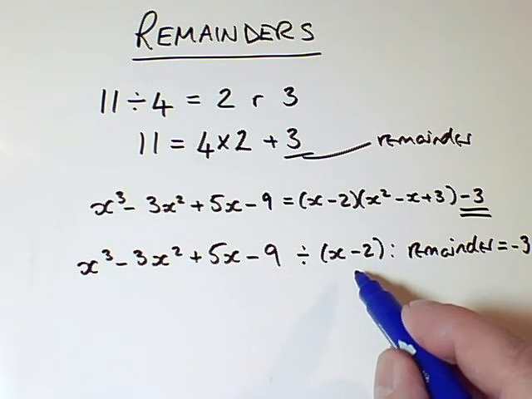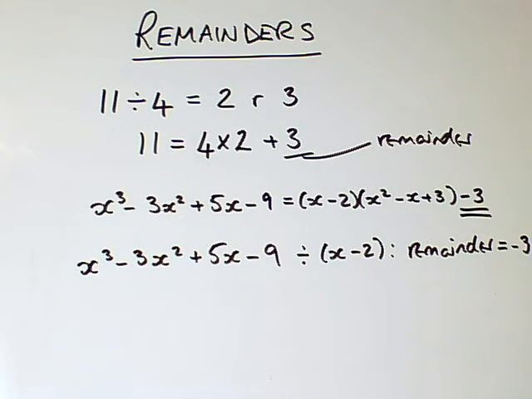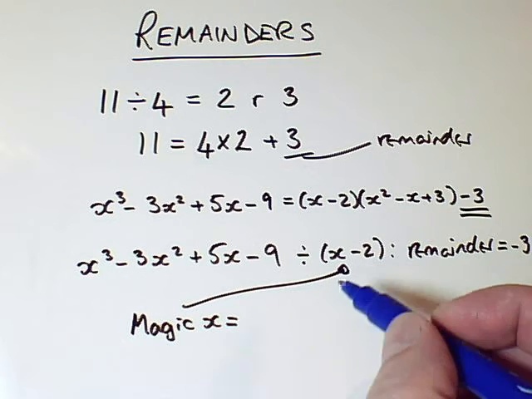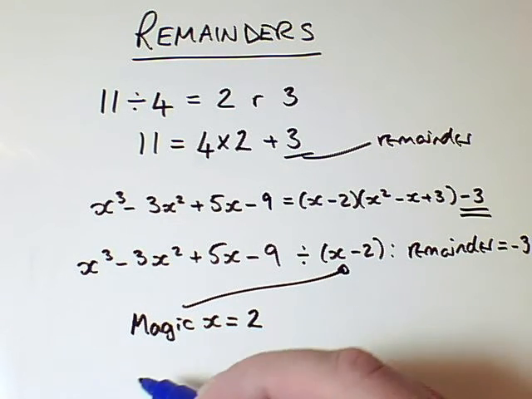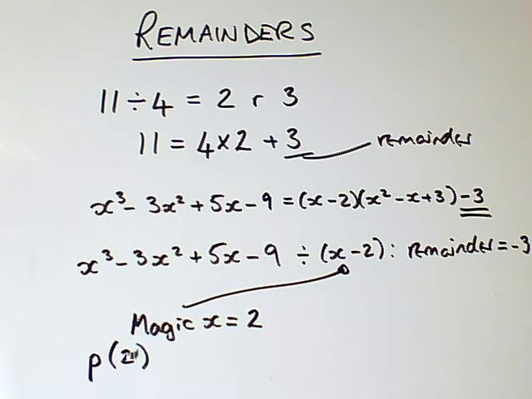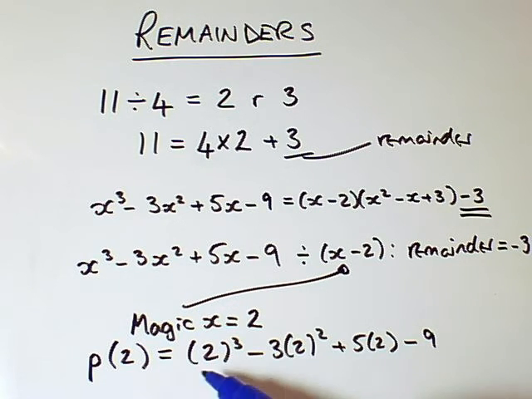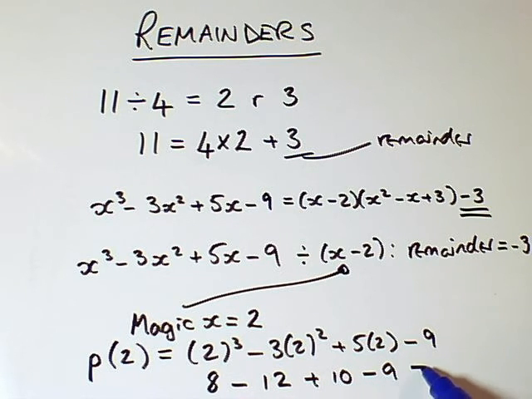I'm dividing by a linear factor, okay? And once again, I have a magic x, which is the value that makes the bracket equal 0. So in this case, the magic x is 2. And as before, I'm going to substitute the magic x into the polynomial. So let's do that here. So I've replaced all of these x's by 2's. 2 cubed is 8, minus 12, plus 5 2's are 10, minus 9. And if you work that all out, you get minus 3. The remainder turns out to be the value you get when you plug the magic x into the polynomial.